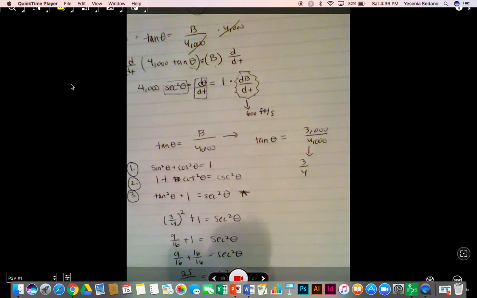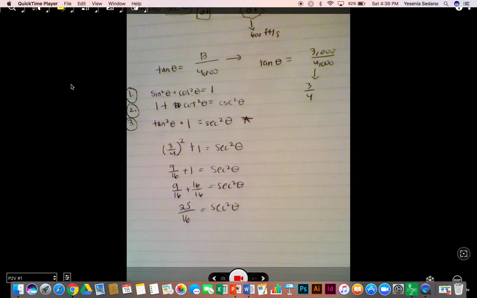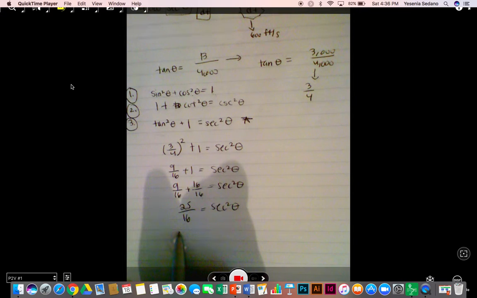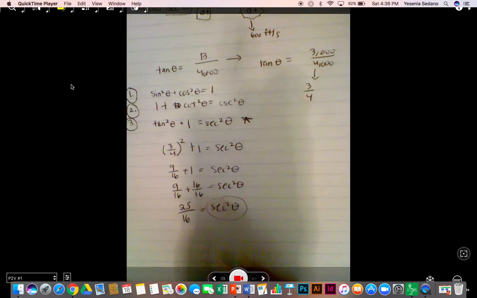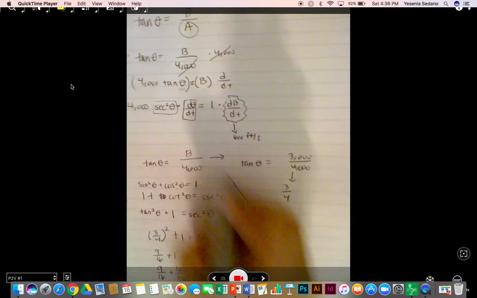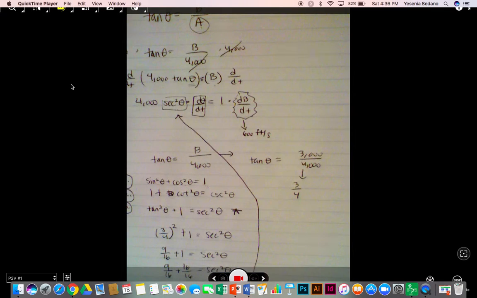And you could already square root both sides to solve for secant. So you could square root both sides and get rid of this square right here and solve for secant. Or I could already see that I could plug in secant squared up into the original that I wanted already. So I could just plug in 25 over 16 right there, and then I'll be able to solve for d theta dt.